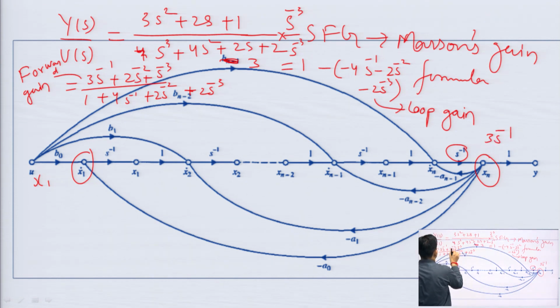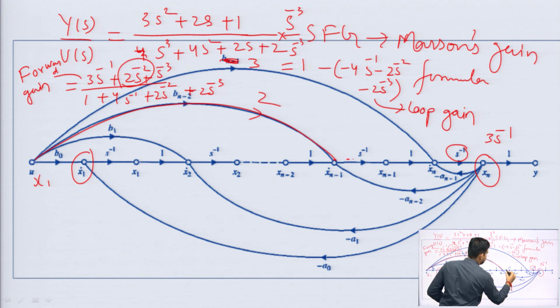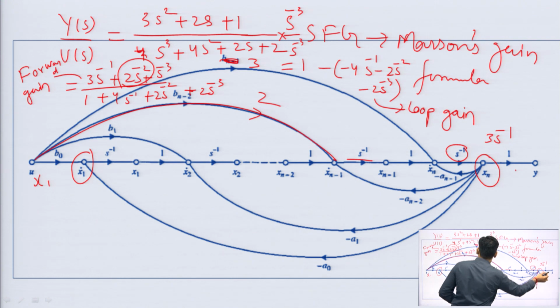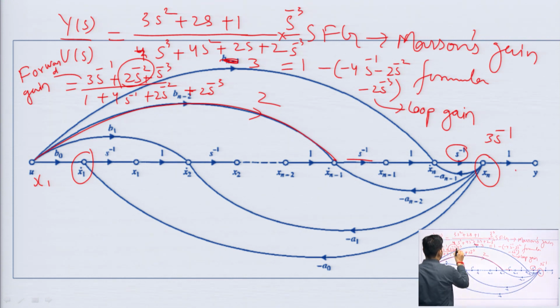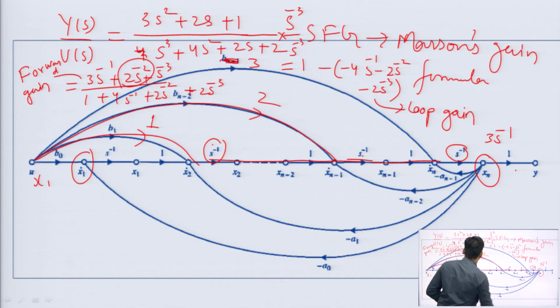In the same way, 2 S inverse square is here. It will start from here, the coefficient would be 2, S inverse will be here, S inverse, this will make 2 S inverse square, and it goes to the output. In the same way, 1 times S inverse cube, this third line would be the S inverse cube, coefficient of 1, S inverse, S inverse, S inverse. If it is unit, it means in between this node and this node I am getting a single S inverse, assume it to solve this problem. So, I will get this type of graph.